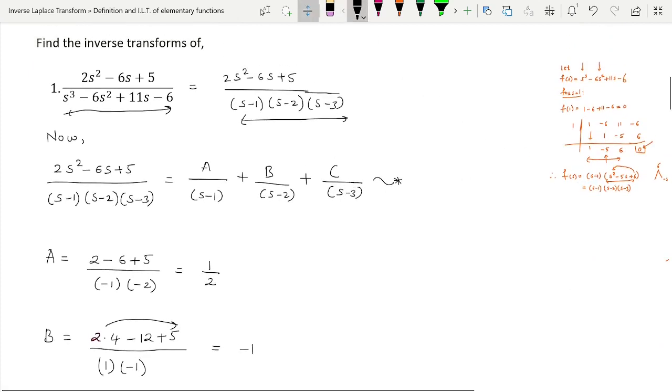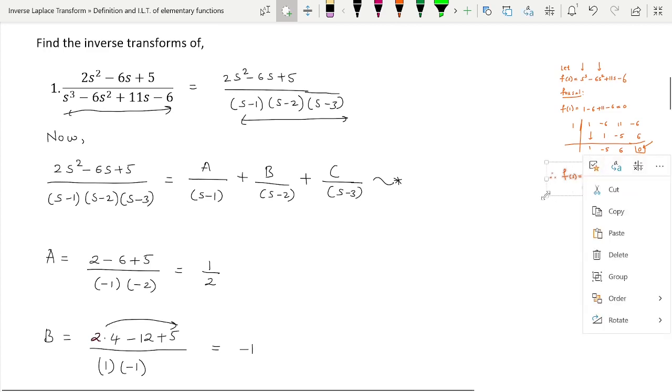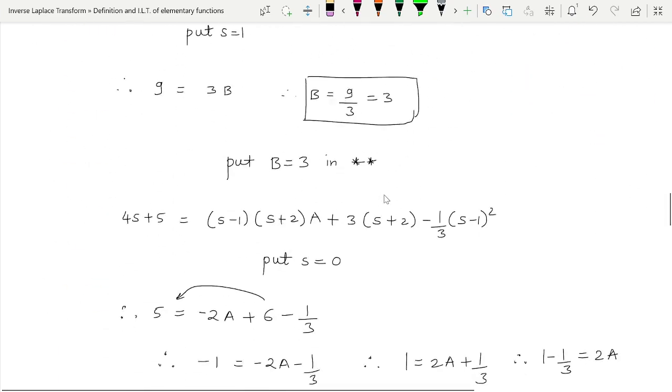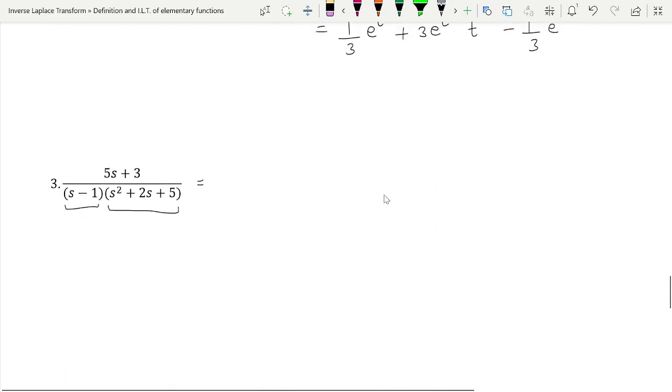I hope this is visible to you. Let me just maximize it. Initially, what did we do? We expressed this denominator, which I have called f of s, in this form: s minus 1 multiplied by a quadratic polynomial. So the same thing is present here, right? Let me go down to our current example. Yes, the same thing is there in this example as well.